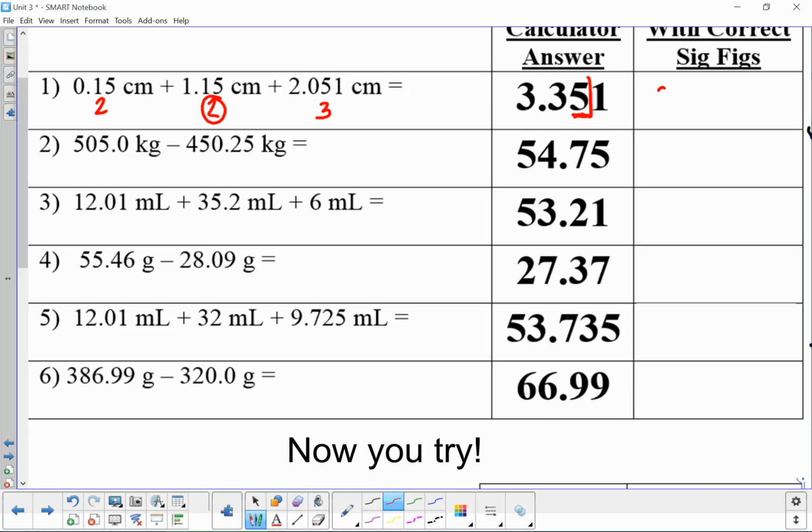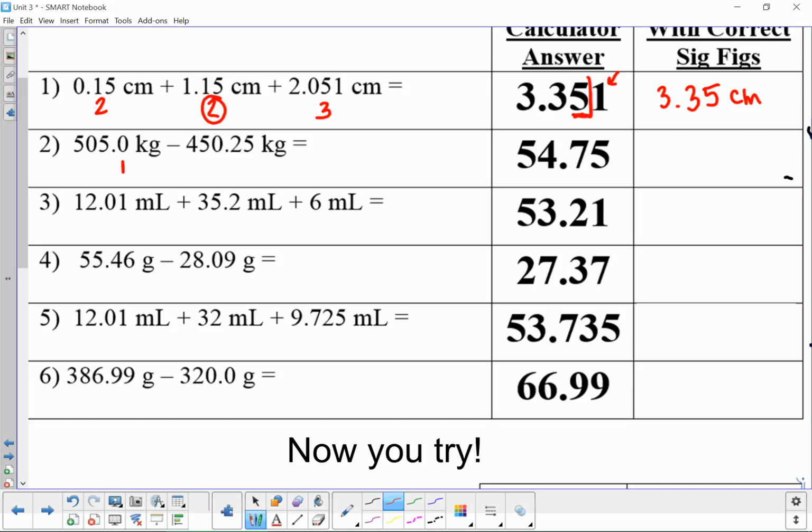So you're going to leave the 3.3, and because the number directly after it is a 1, you're not going to round it up, you're just going to leave it as 3.35 centimeters. Okay? In the next question, again, you're going to look after the decimal.